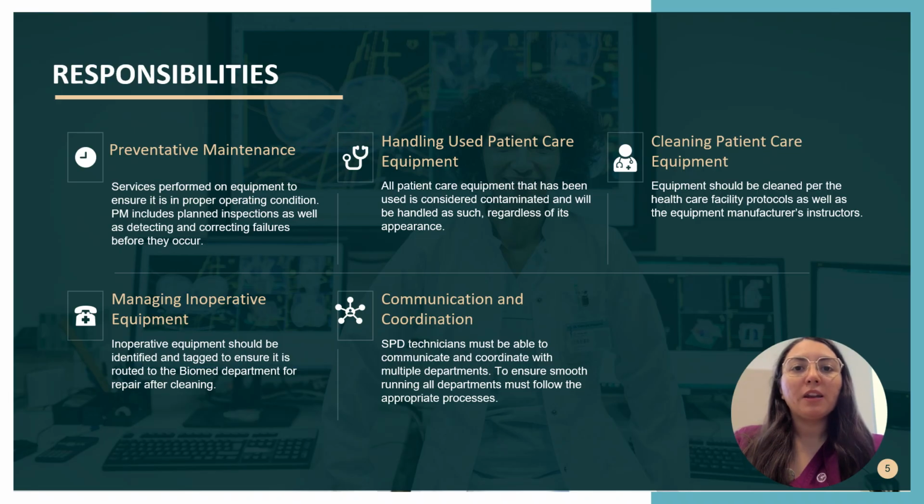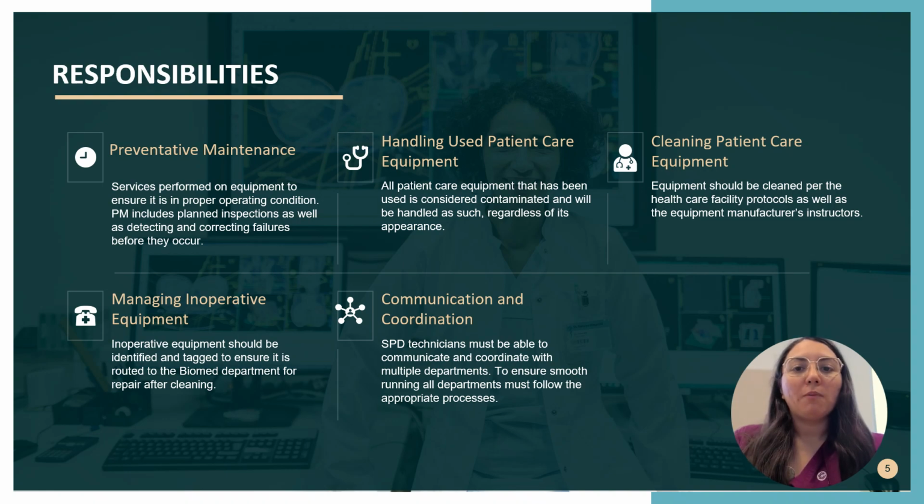The responsibilities of the sterile processing department include preventative maintenance, which is a service performed on equipment to ensure it's in proper operating condition. Preventative maintenance includes planned inspections, detecting and correcting failures before they occur. Preventative maintenance is required by the Joint Commission to have established standards that are recorded and maintained for each piece of equipment. Preventative maintenance is a joint effort between the sterile processing department and the biomed department.